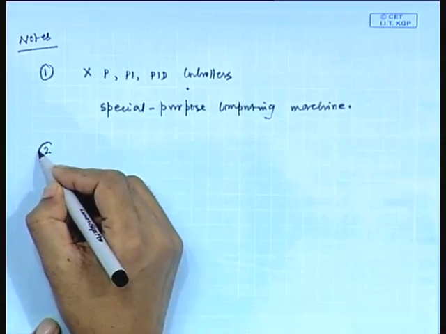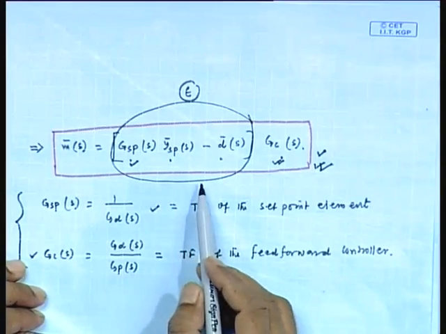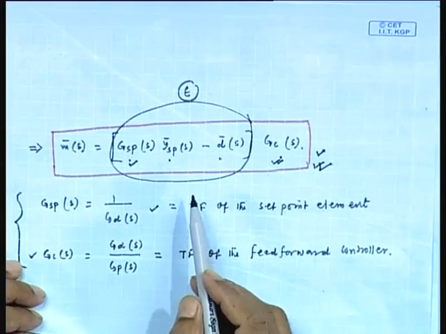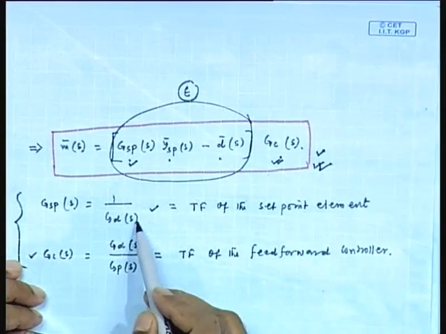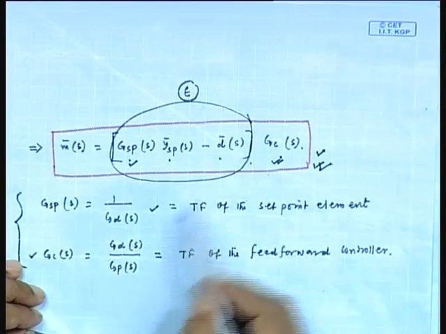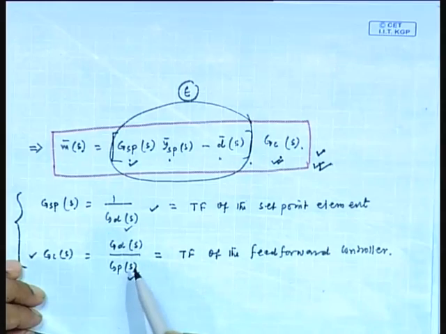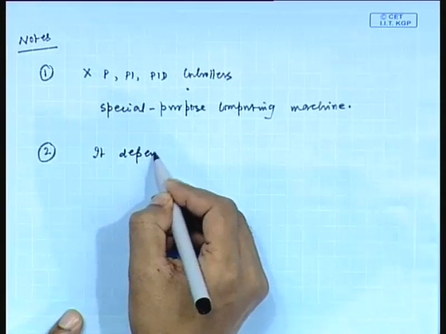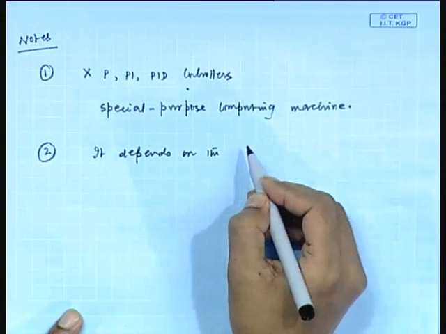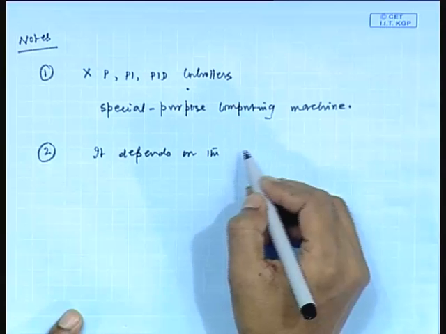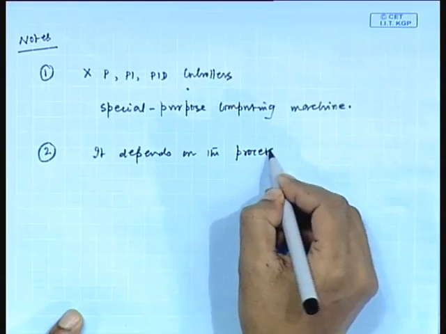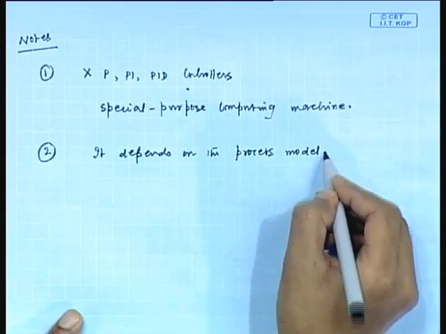Second important point is, if you see this equation, it is obvious that the feed forward controller heavily depends on the process model. You see, in this equation GD, GP transfer functions are involved. That means the feed forward controller depends heavily on the process model. Fine.